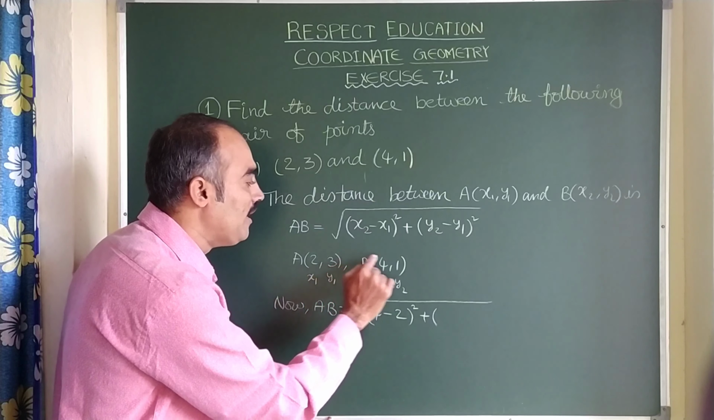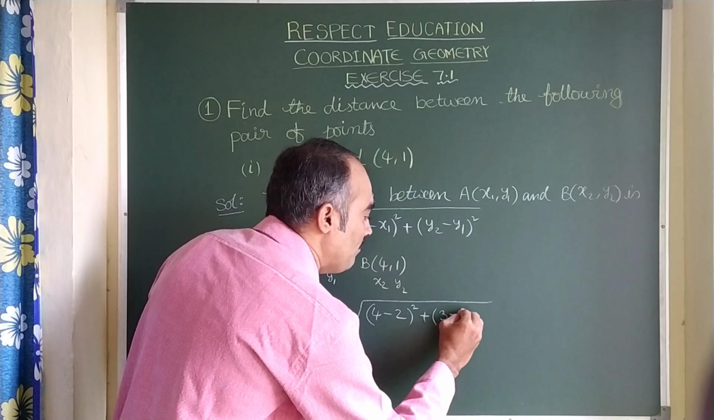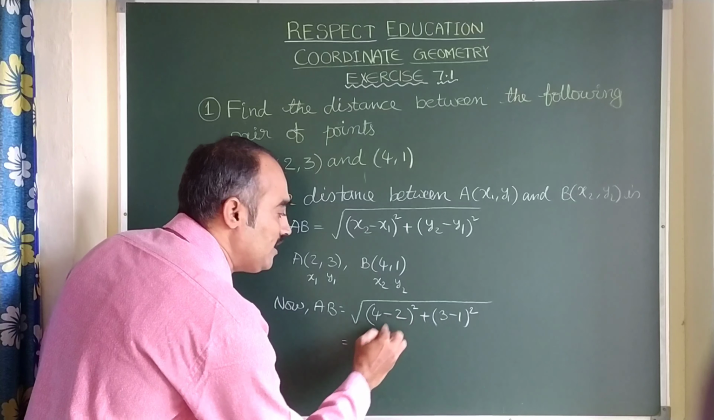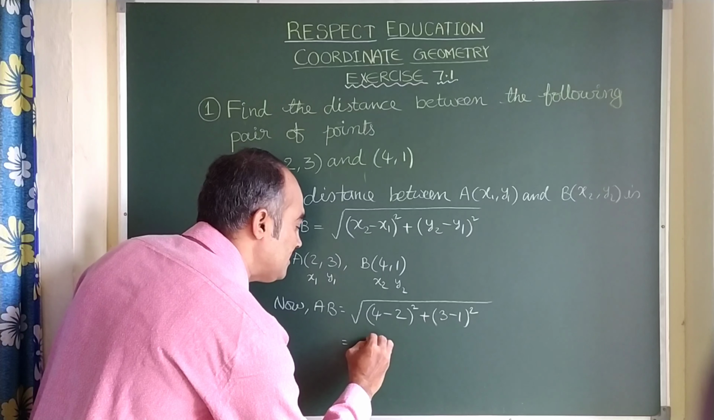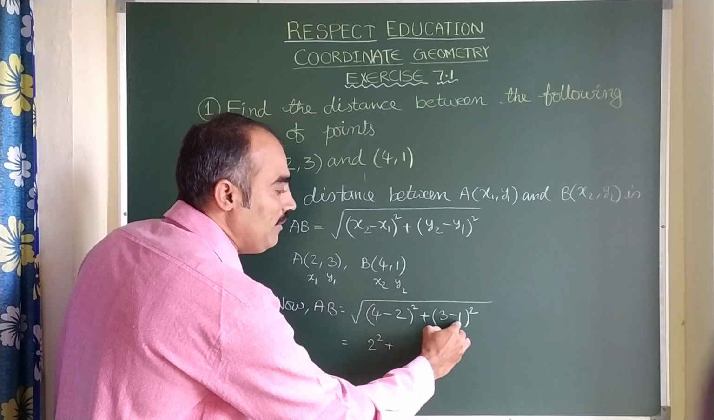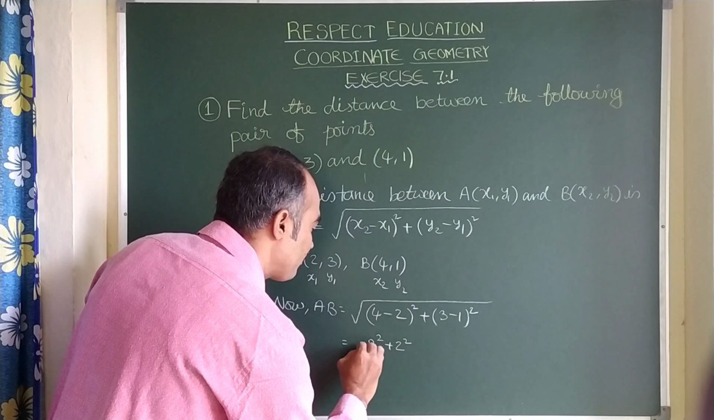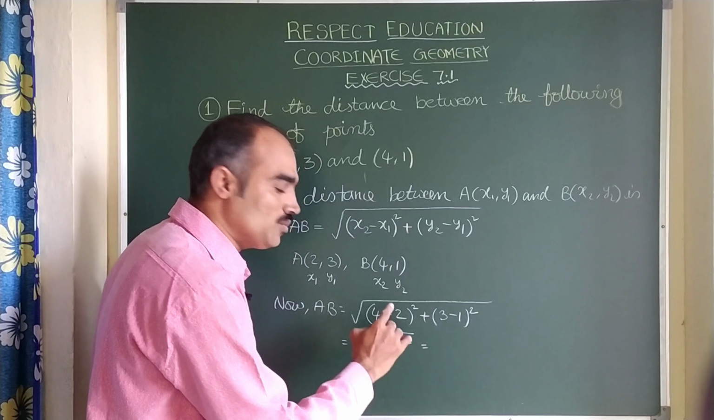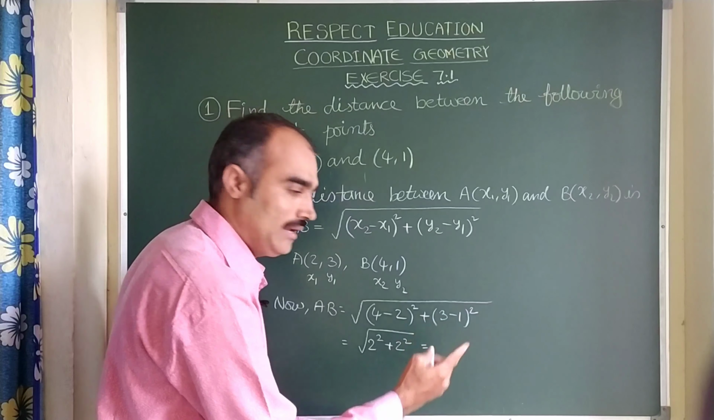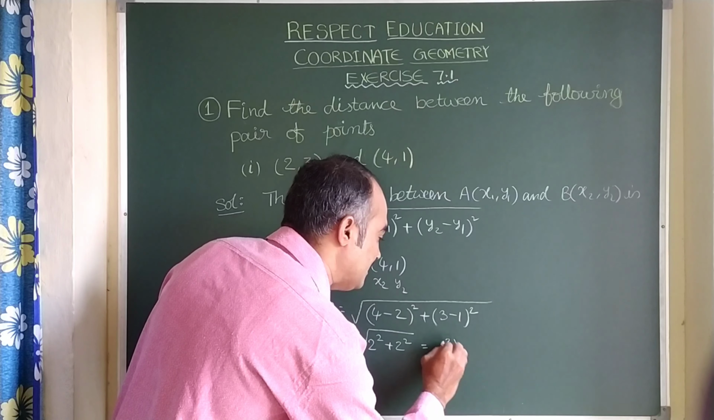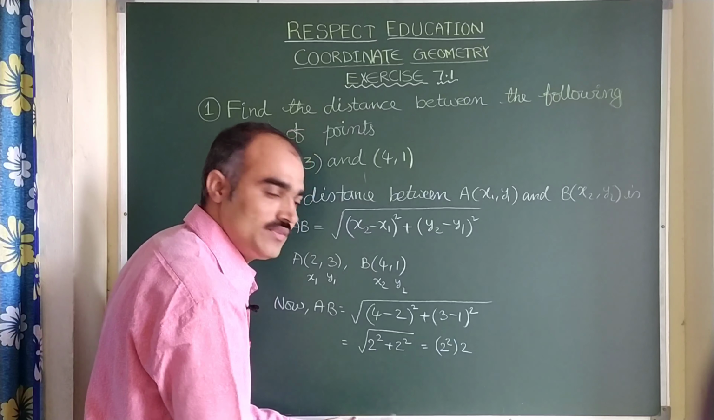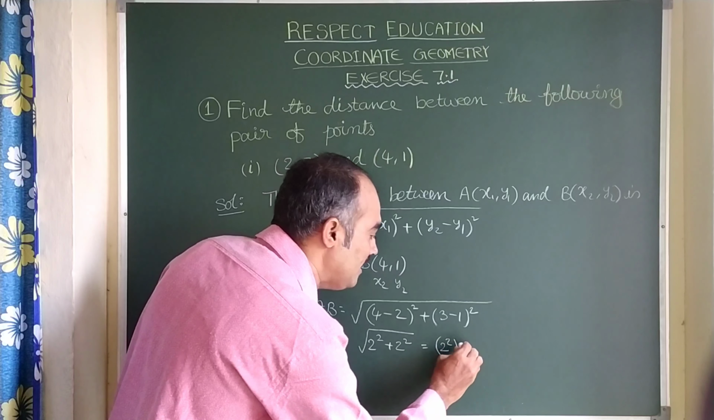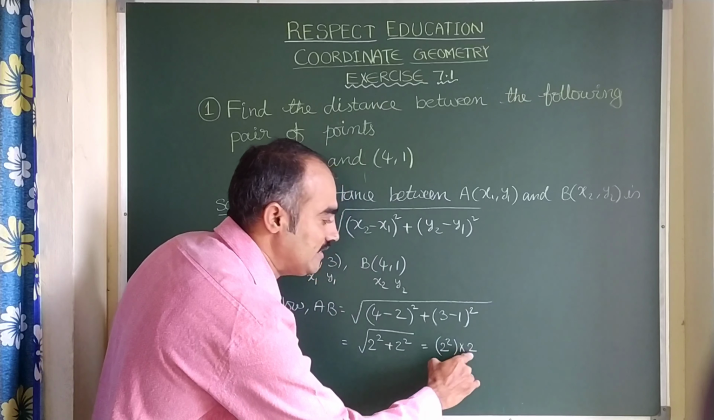So here I am taking 3 minus 1. So here 3 minus 1 whole square. Right? Now here 4 minus 2 is 2. 2 square, let us write 2 square plus 3 minus 1 is 2. So it is 2 square. Right? Here 2 square plus 2 square. 2 square is there 2 times. For your clarification, here I am writing into 2. 2 square is there 2 times.